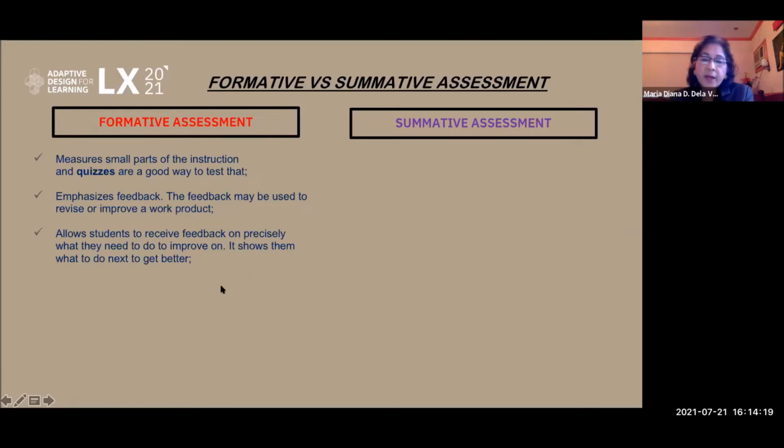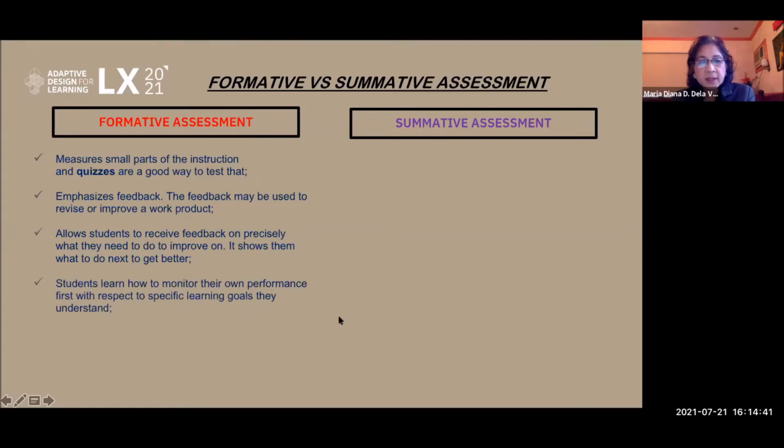Of course, if they have learned the correct answer and they did not get the question correctly, then the next time around that they will encounter a similar question, they would already know the correct answer. So in that way, they are learning. So that becomes a formative assessment.